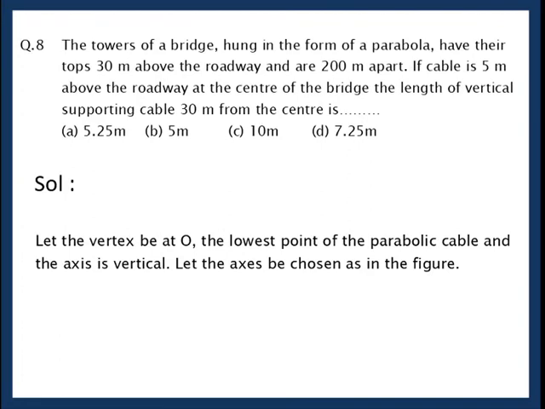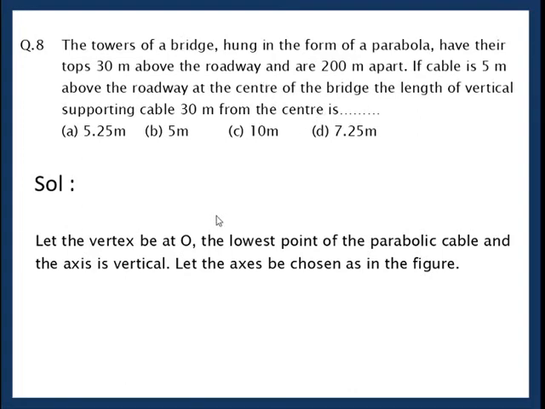Now I think this is one of the difficult sums. The towers of a bridge hung in the form of a parabola have their tops 30 meter above the roadway and are 200 meter apart. If the cable is 5 meter above the roadway at the center of the bridge, the length of the vertical supporting cable 30 meter from the center is. Again read the problem. You are asked to find the length of the vertical supporting cable 30 meter from the center.